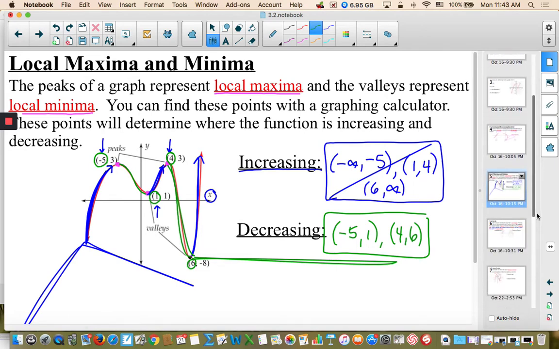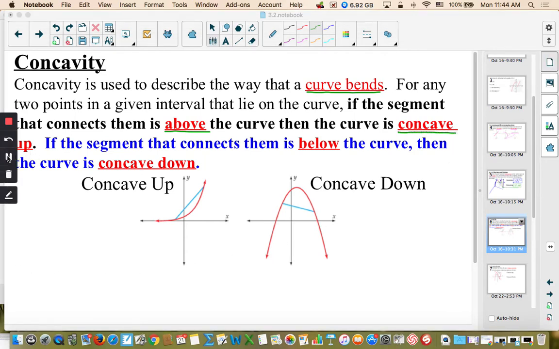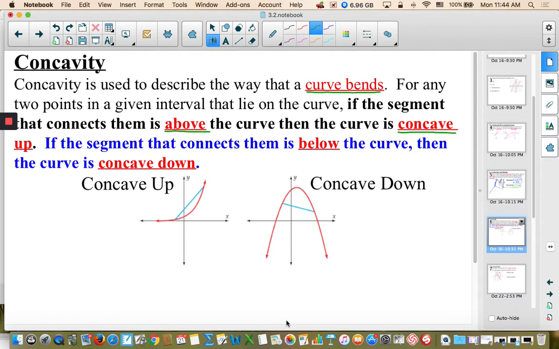Okay, let's move on to concavity. Concavity is used to describe the way that a curve bends. For any 2 points in a given interval that lie on the curve, if the segment that connects them is above the curve, then the curve is considered to be concave up. If the segment that connects them is below the curve, then the curve is concave down.